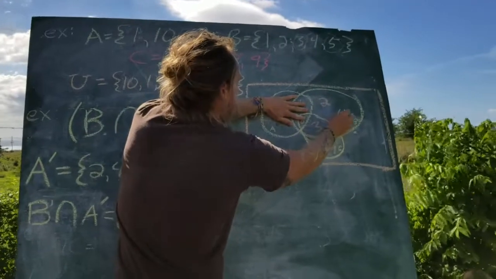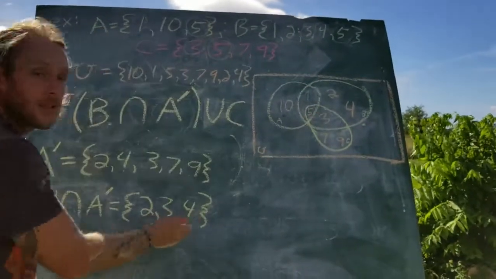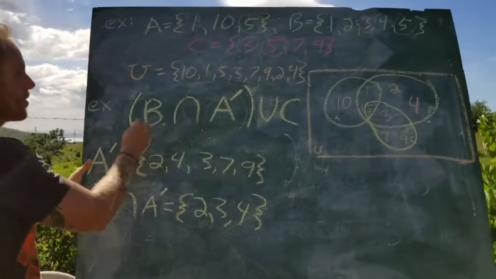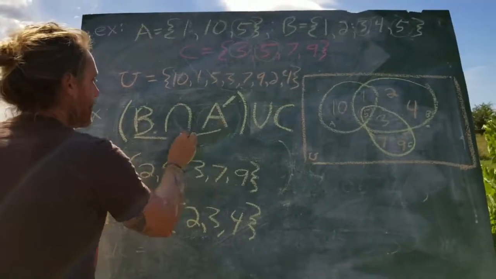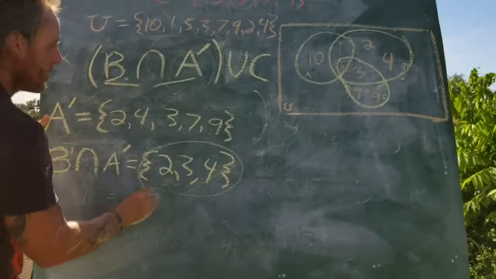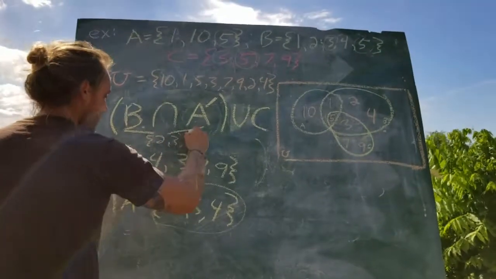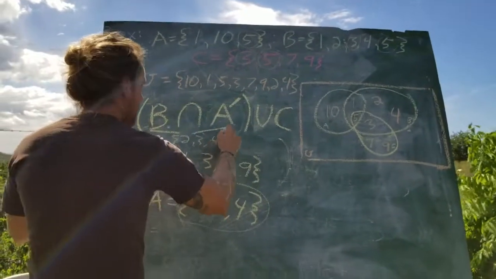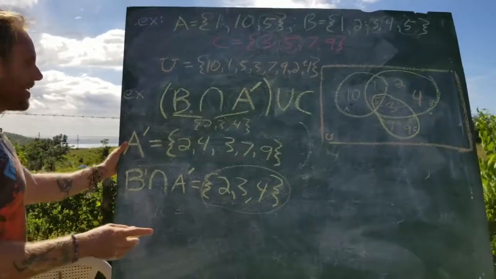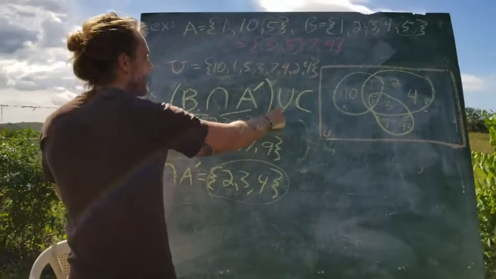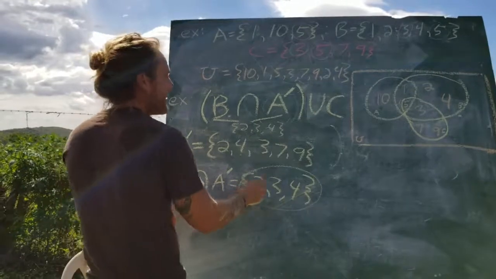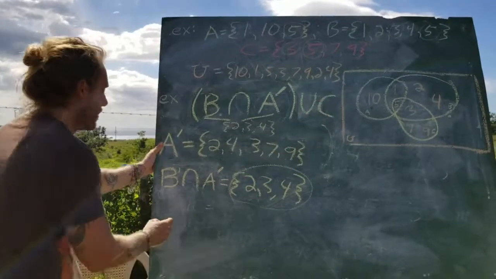2, 4, and 3, which is exactly what we have there. So this is the first part. We can reduce this to this set right here: 2, 3, 4. Okay, but we're not done yet, are we? We still need to find the union of this with C, and that will give us our final answer.